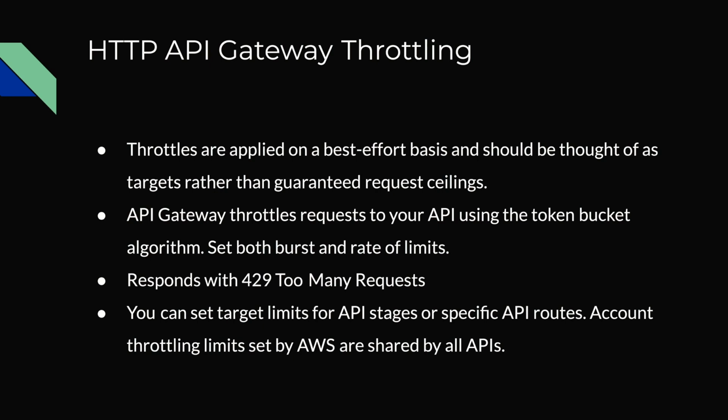And you can set target limits for API stages or specific API routes. Account throttling limits are set by AWS and are shared by all the APIs. So meaning if you are not protecting your API with throttling, the throttle limits are still applied to your API Gateway and they will come from the default account settings. Let's take a look at how to implement throttling for HTTP API Gateway.